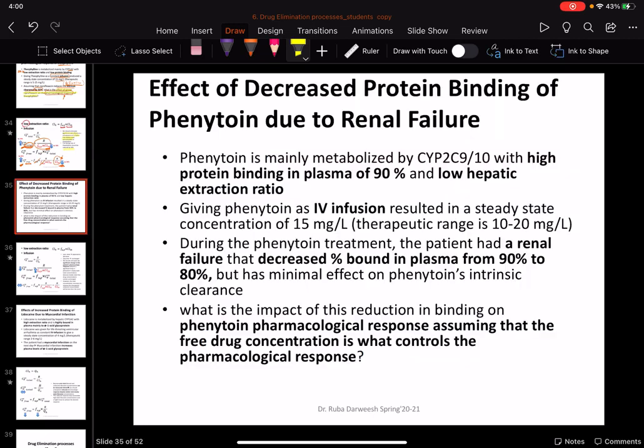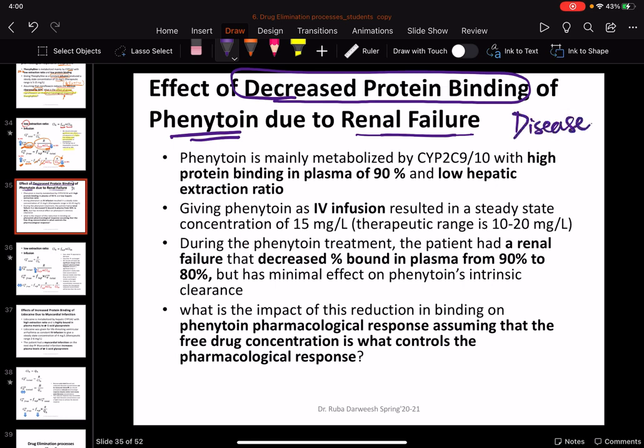Okay? Now we are talking about the effect of decreased protein binding of phenytoin due to renal failure. So we are talking about a disease or disorder in this case, and the effect of this disease is on protein binding. Phenytoin is mainly metabolized by CYP2C9 and 2C10, with high plasma protein binding of 90% and low hepatic extraction ratio. So we have low extraction ratio and high protein binding, and it's metabolized by 2C9.